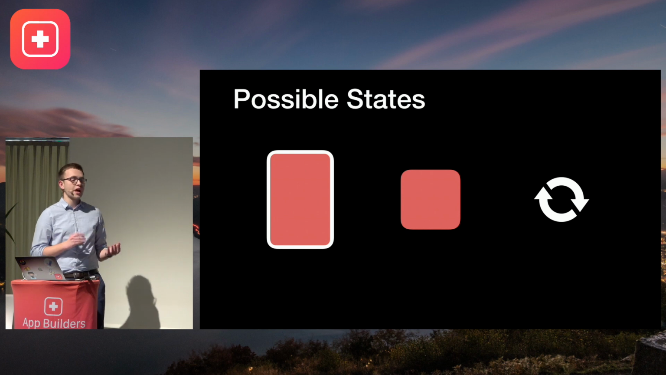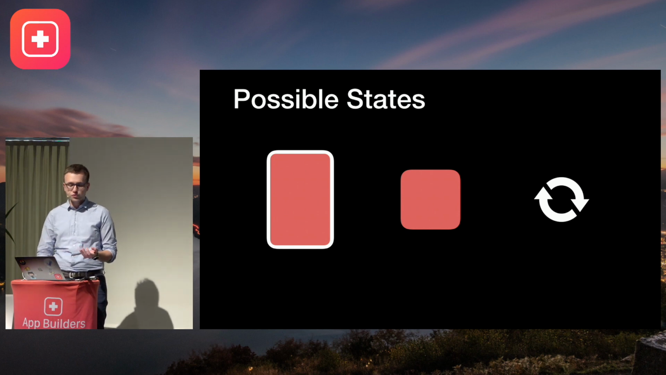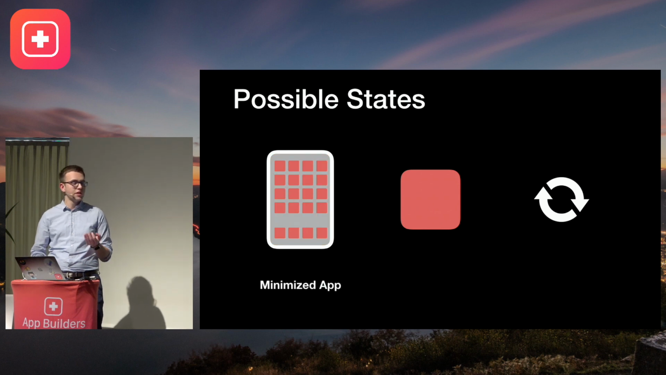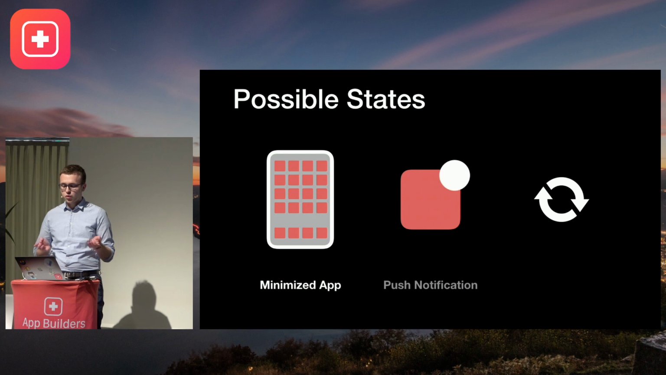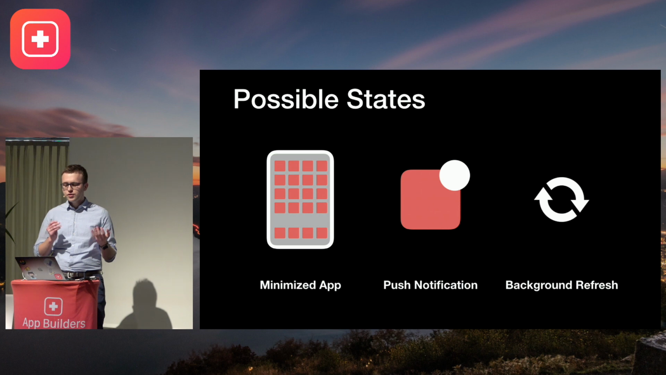There are a few major cases where your app can be running in the background. The first one is when the user minimizes your app. It can also run in the background when it is woken up by the system in response to a push notification. And this is also the case for scheduled or event-based background refresh. So yes, mainly two cases: transitioning to the background and responding to events that the system sends to your app while it's not in the foreground.